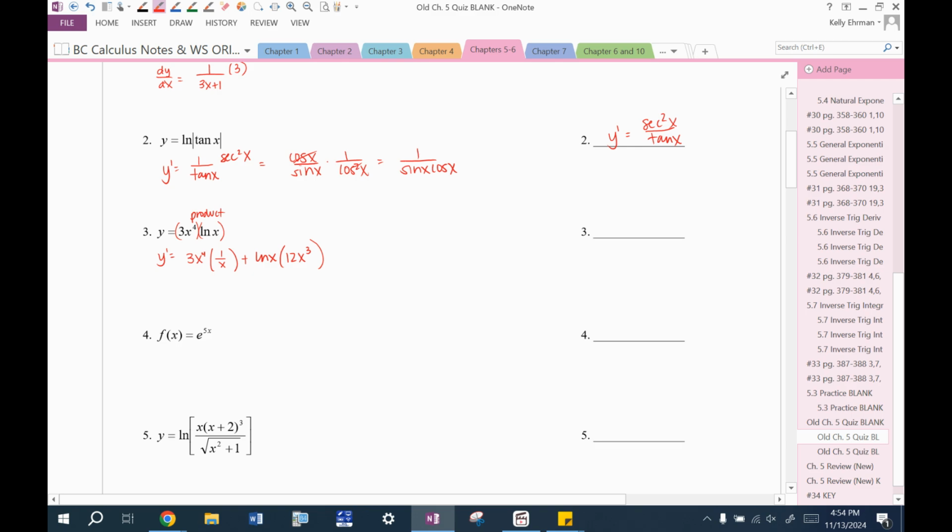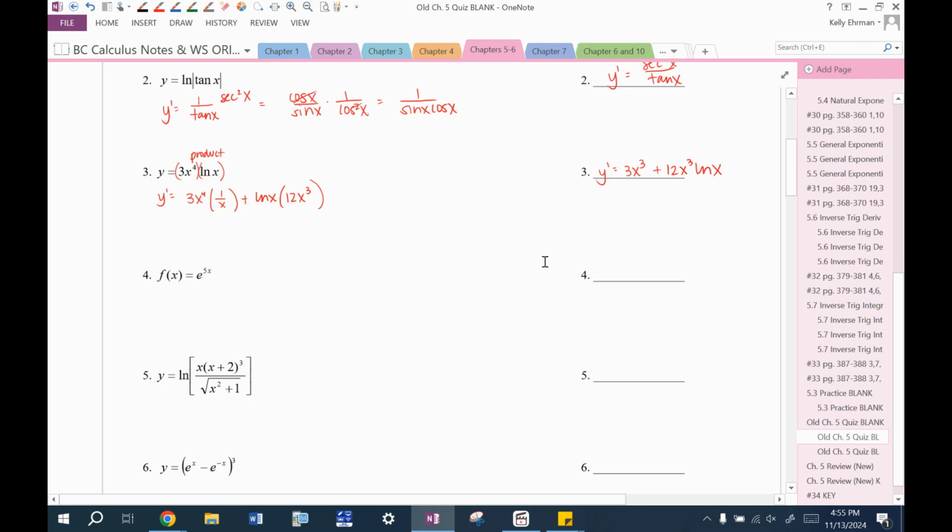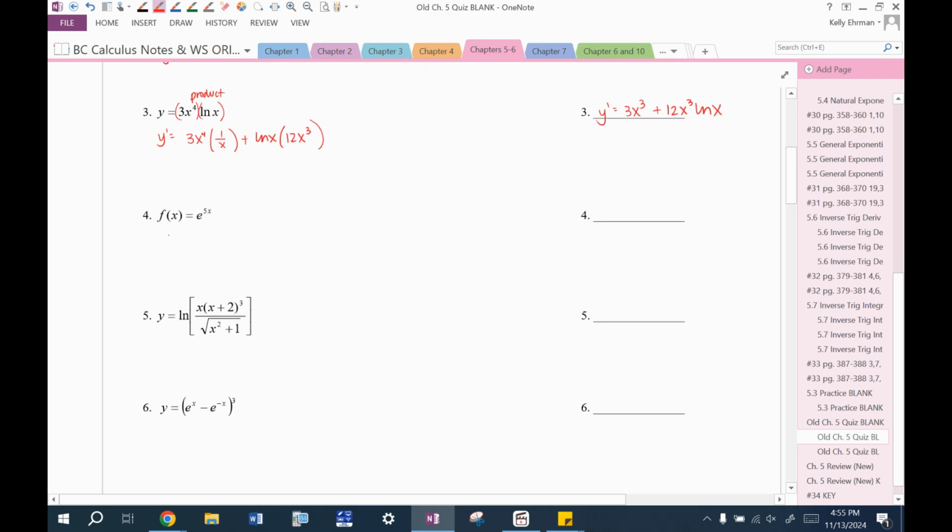And I can clean this up a little bit just because it's actually shorter if I simplify it, less for me to write. So I'm going to say that's 3x to the third if I simplify that. And I like to put the algebraic term out in front, put the natural log last, so there's no confusion about what's inside of the natural log. Derivative of e to the u of x is e to the u, chain rule times u prime. So that will be 5 e to the 5x.